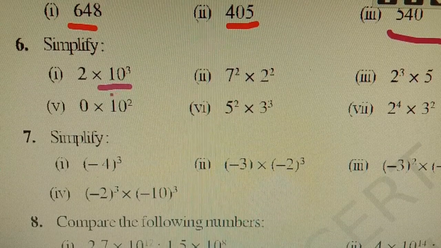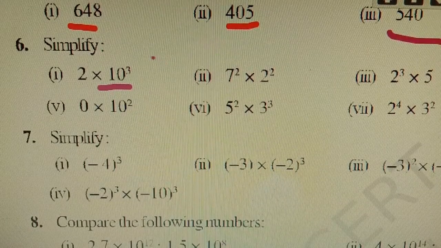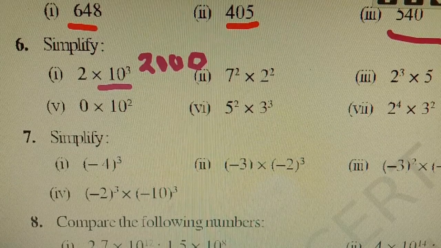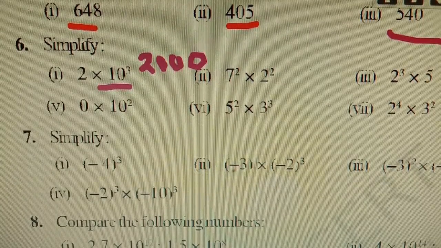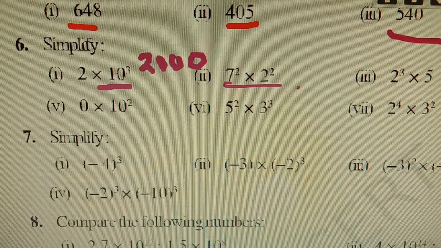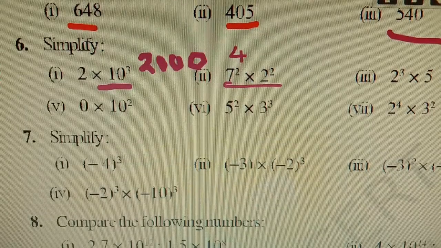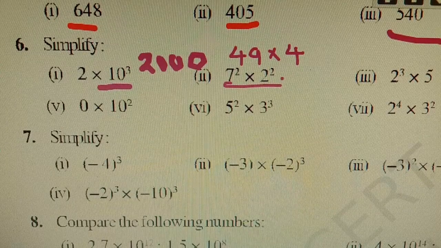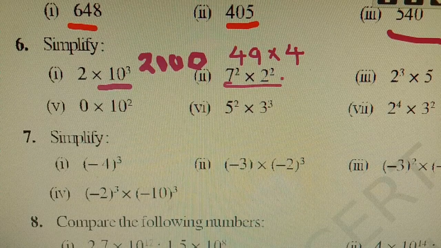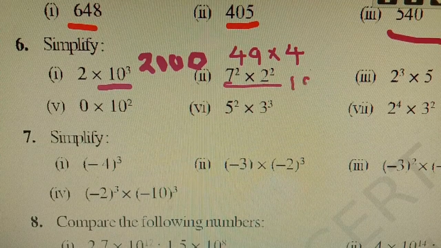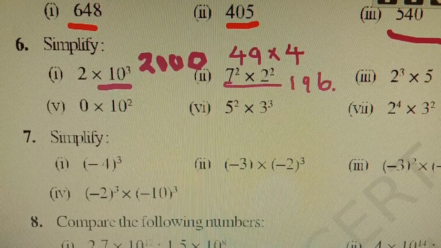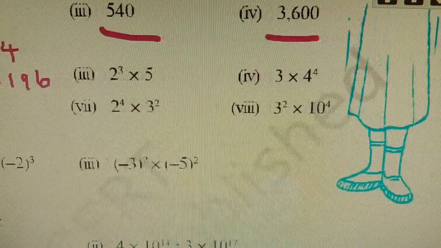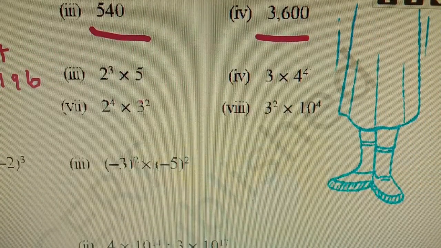Now next one, 7 square times 2 square. We know 7 square is 49, 2 square is 4. So 49 times 4, that will be the answer. 49 times 4 is 196. So that is the answer, 196.